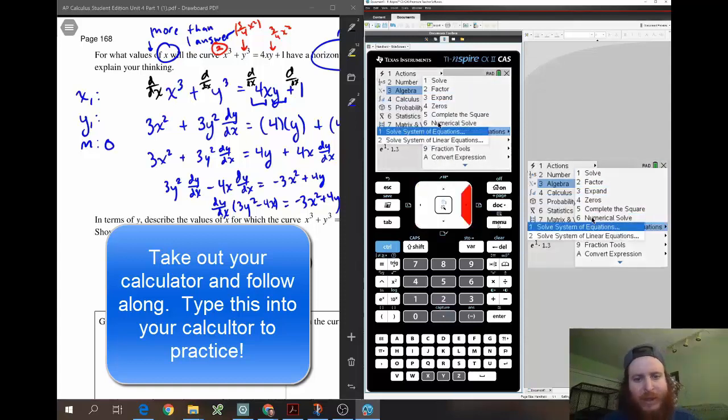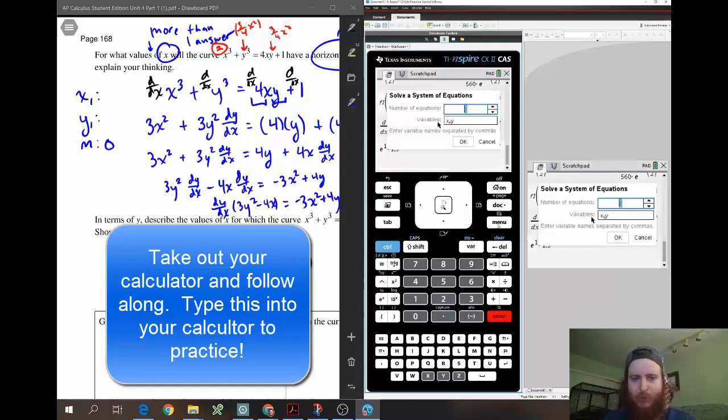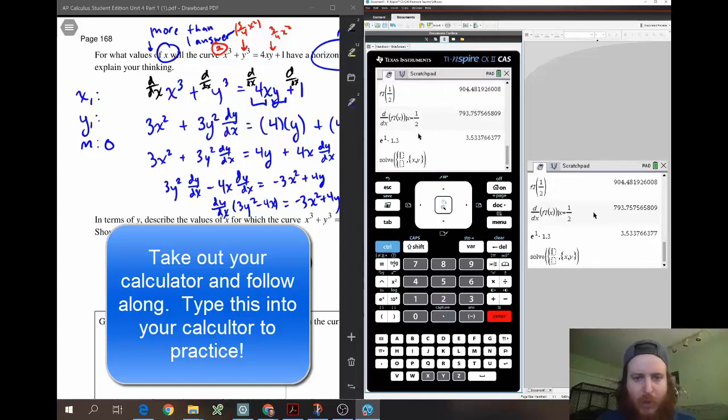Now it's going to ask us, is it a system of equations or a linear system of equations? That's really important. These are not linear. Linear is like 2x plus 3y equals 6. If we have a squared or a cubed, which we do, they're not linear. So we want to pick that system. We have two equations, and the variables we're using are x and y. We're going to hit enter. Now it puts in two boxes, and it just wants us to type in our equations.